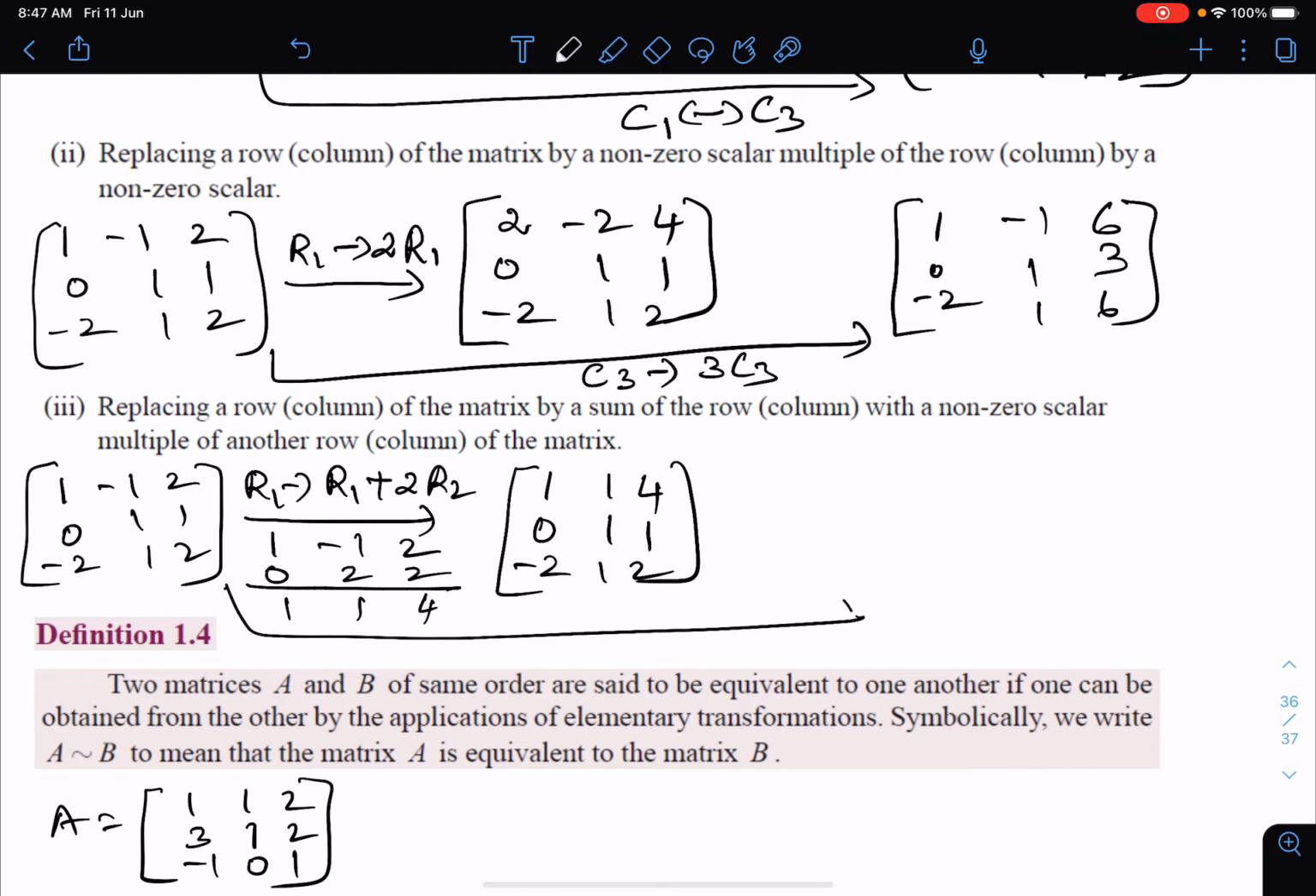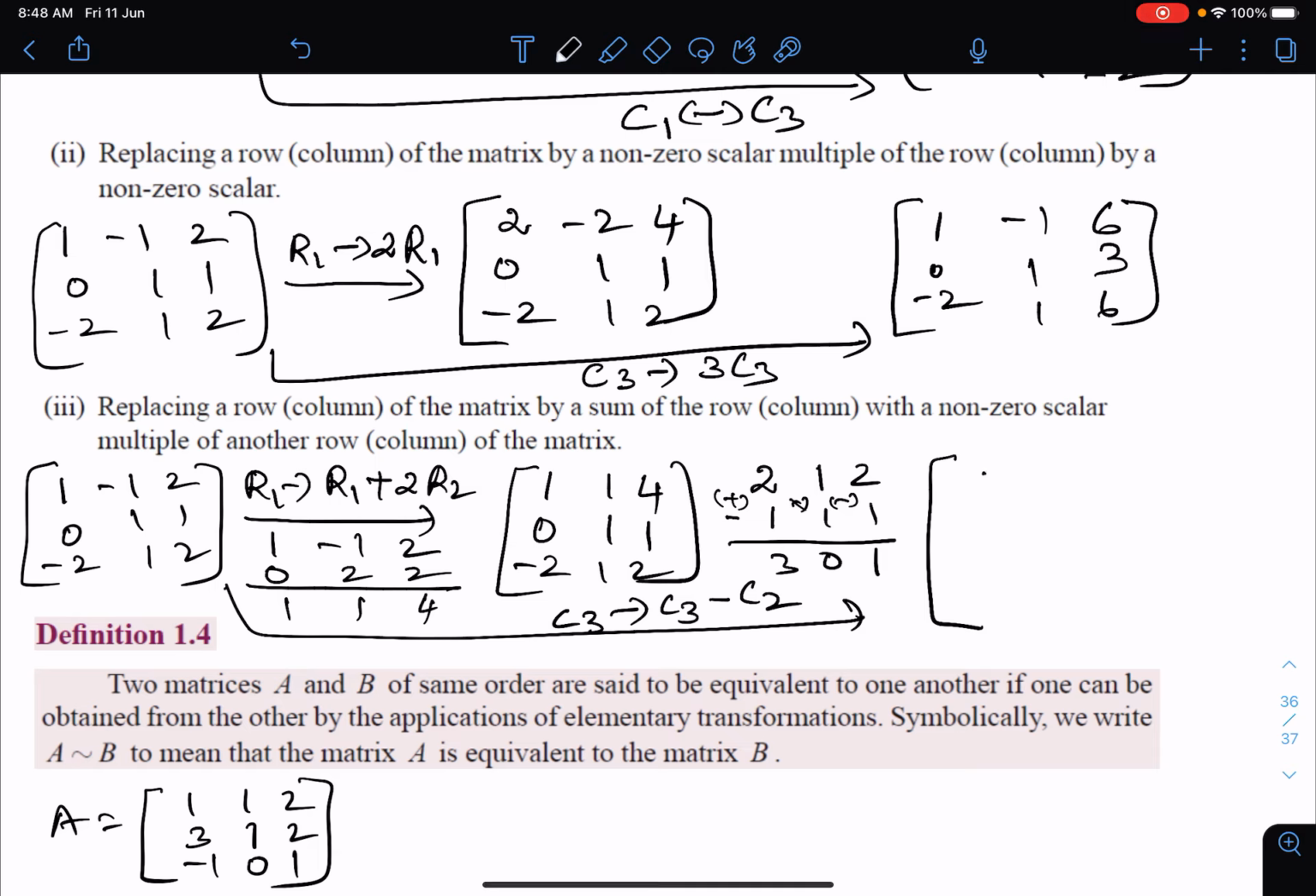Now when you do the same thing for your column, you are going to give it as C3 minus C2. What is our C3? I will write it as rows, then you can transform it. C3 is 2, 1, 2 and our C2 is minus 1, 1, 1. Now you are going to subtract, so you change your sign throughout. So 2 minus of minus 1 gives 3, 1 minus 1 is 0, and 2 minus 1 is 1. So this is going to be our C3. Our C1, 1, 0, minus 2, and C2, minus 1, 1, 1, remain the same and our C3 is 3, 0 and 1.